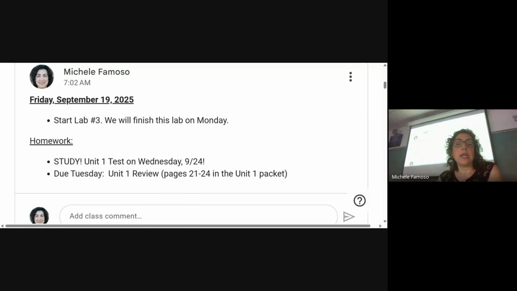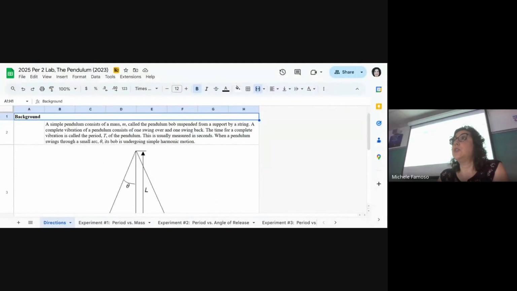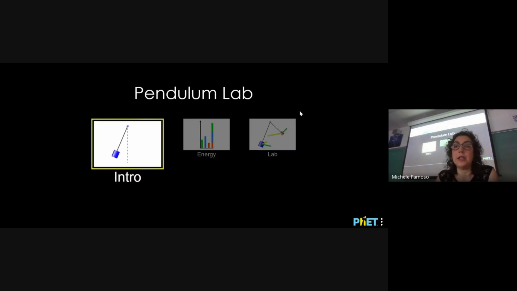Okay, so in your Google Classroom, I want you to go under classwork, find Lab 3. You'll see that there are two things posted with Lab 3. There is a Google Sheet, which I would like you to open up. It looks like this. And then there's also a link to a website. The website is where we'll be collecting our data today. I'd like you to open up this lab as well. This is the simulation that we'll be using to collect our data with.